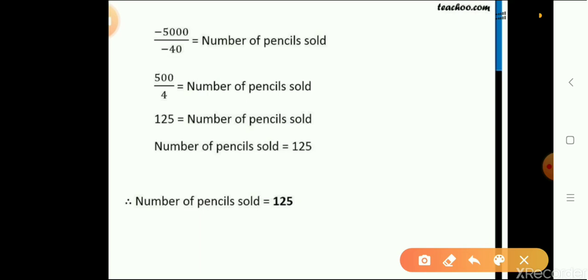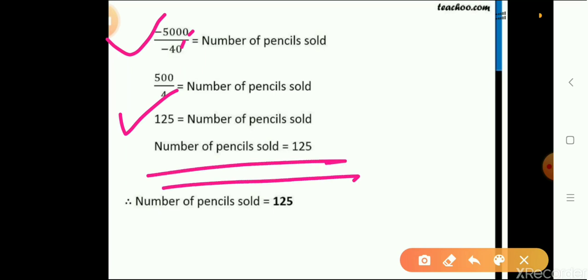Now this minus 40 will be shifted to the other side and it will be minus 5000 divided by minus 40. A 0 will get cancelled from both sides and it will be 500 divided by 4, which will give us the result 125. So the number of pencils sold will be equal to 125.